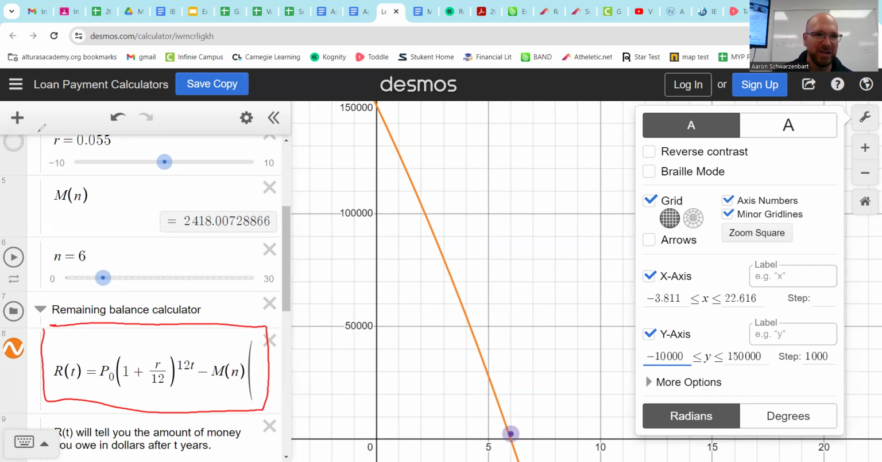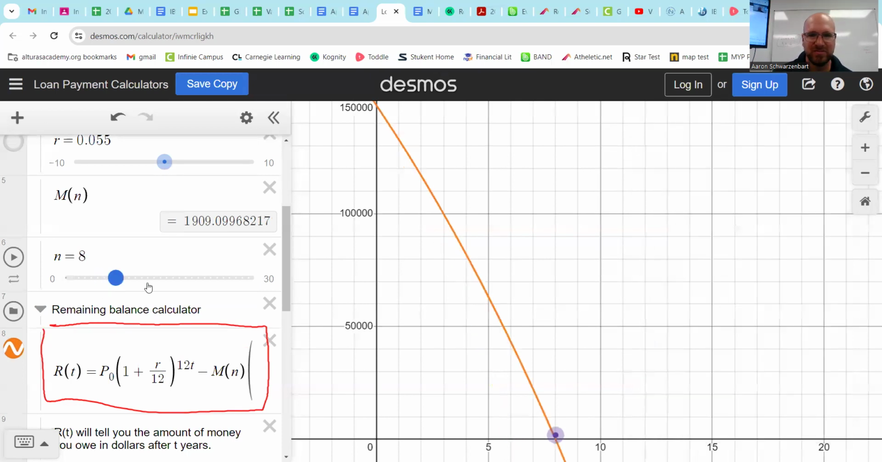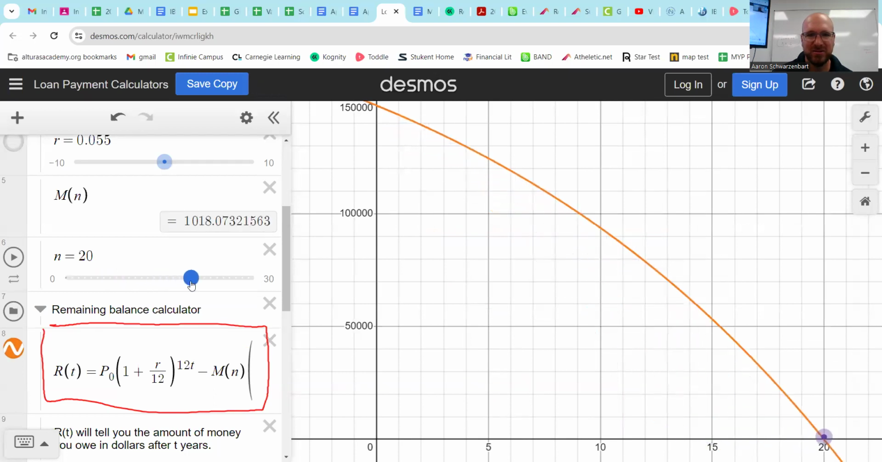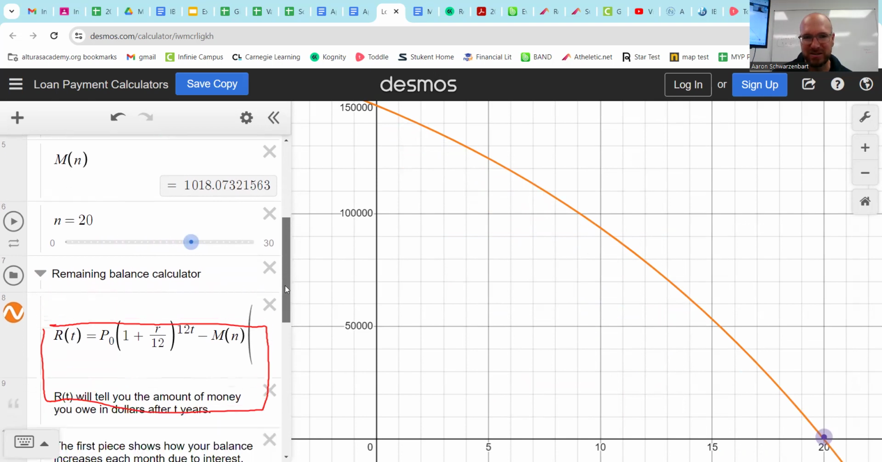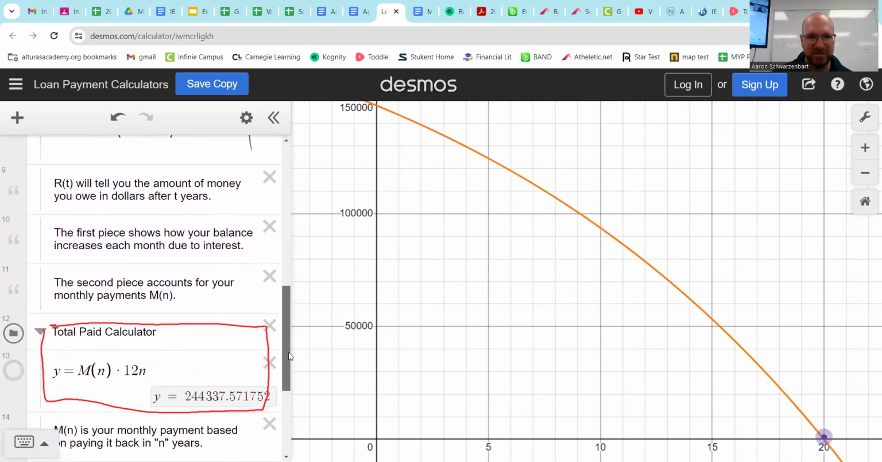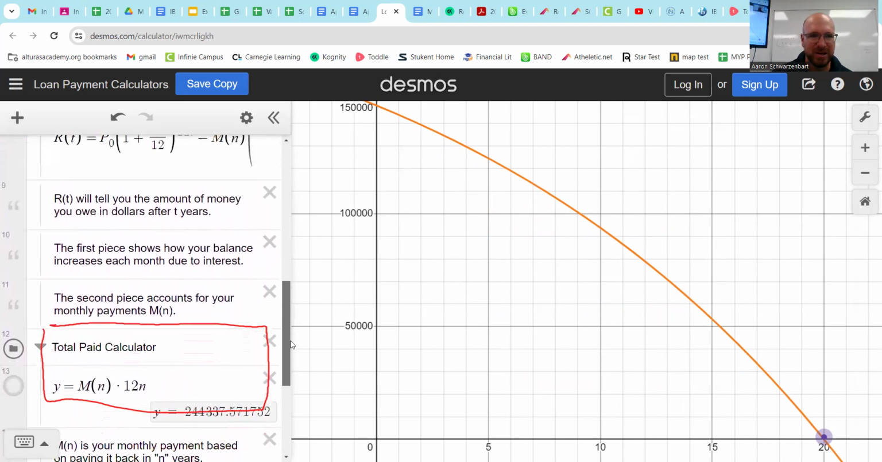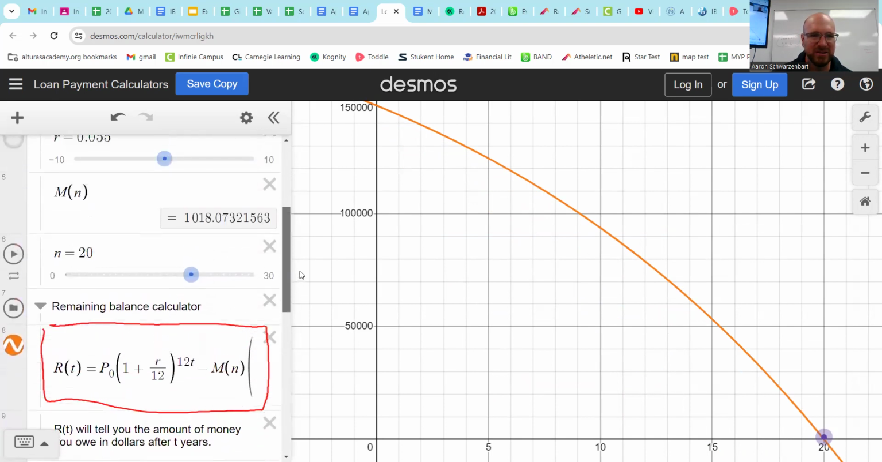Look what happens now when I change the years. It goes down slower, right? My payment went down. It might be more manageable if I have a regular job, but my total paid went up. Okay. This is the little graph that you turn on right under remaining balance calculator. And then you will screenshot this graph. You have to do this for both your colleges. Understood? Okay. Any questions?